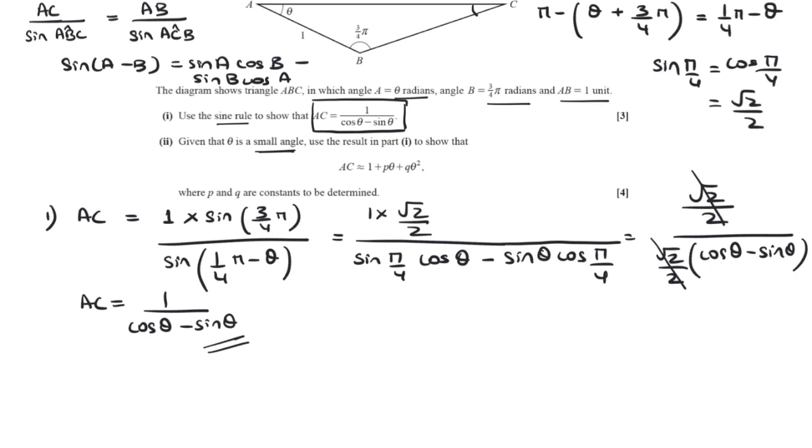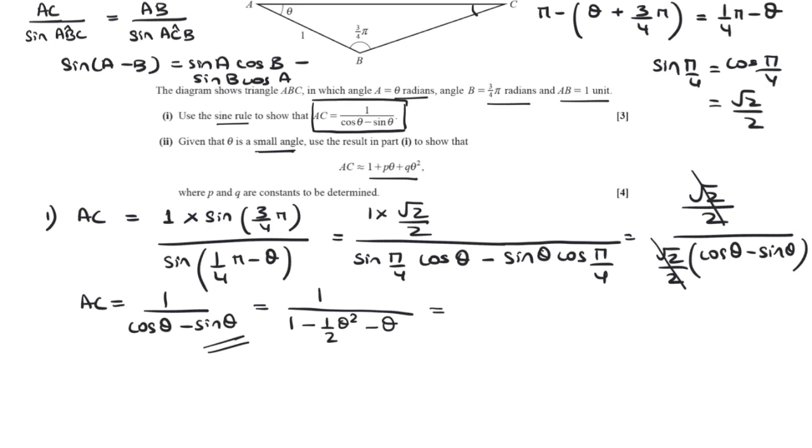Now for part B, it says, given that theta is a small angle, use the result in part A to show that AC can be approximated to 1 plus p theta plus q theta squared. Whenever we're using small angles and theta is in radians, we can safely use the small angle approximations, which again are given to you in the formula booklet. I'm going to use the approximation for cos theta, which is 1 minus half theta squared, and for sine theta it's just theta.